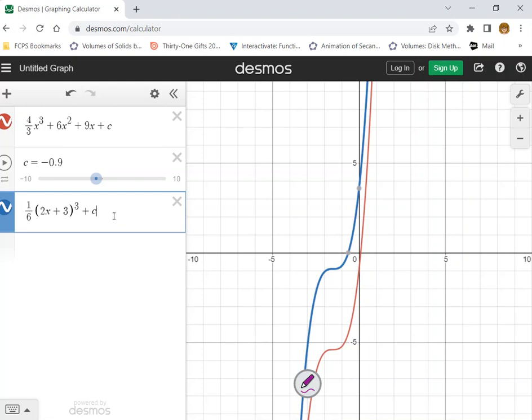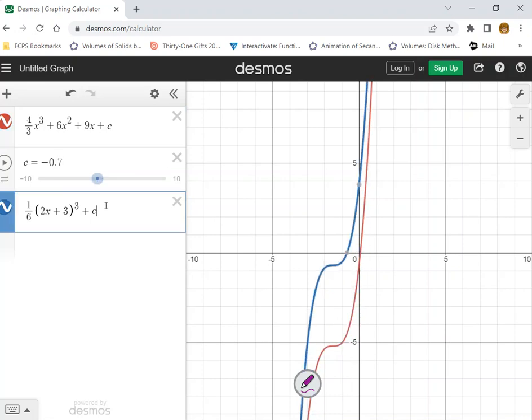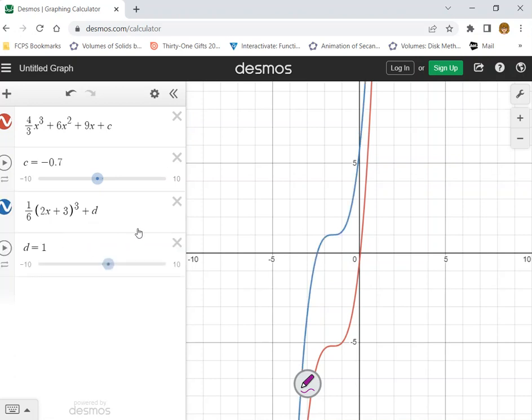I don't know if it'll let me do a different plus c. It won't let me slide that, I don't think. Let me see how this works. Yeah, it's going to keep this. Can I do it with a different letter? Yes. Okay. I have to use a different letter because Desmos won't let me do c sub 1 and c sub 2.